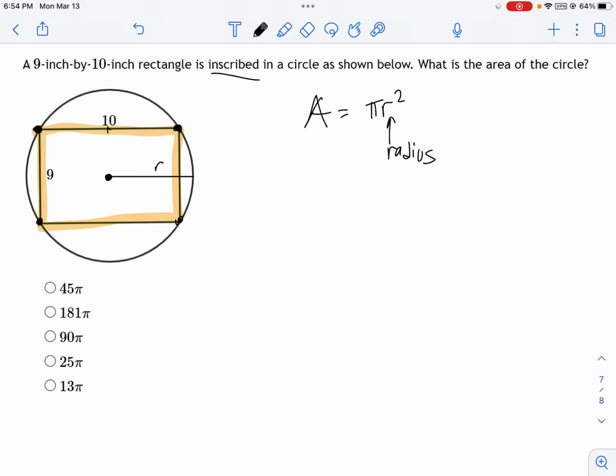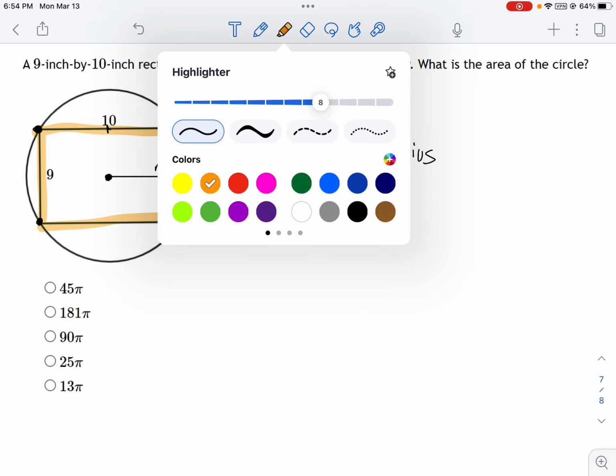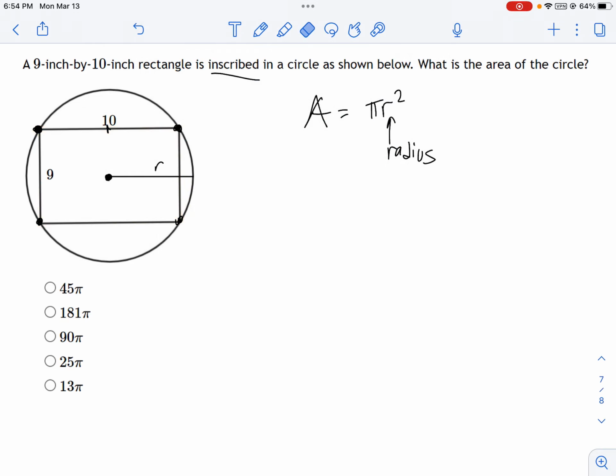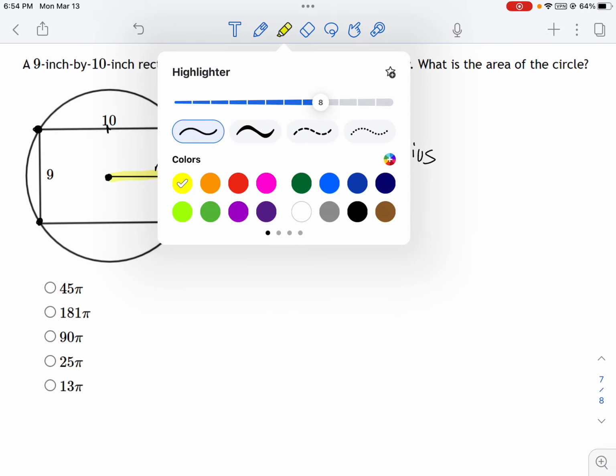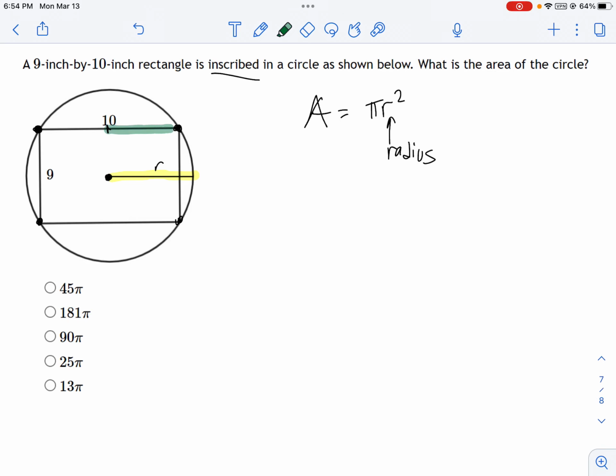No. Let me use a different highlighter to make it obvious. We said that the radius goes from the center to the circumference, right? And if we use half of 10, is that the same distance? No, right? An even shorter distance would be that blue distance. That's clearly not going to be a radius either, so taking half of 9 isn't going to get you what you need either.